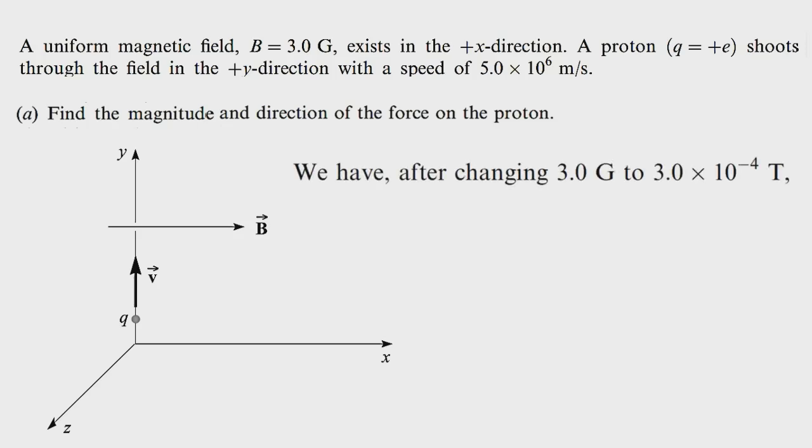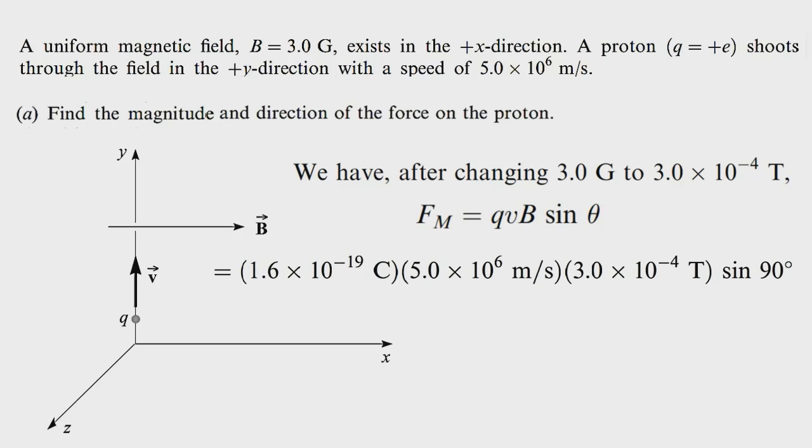Since the magnetic field is equal to 3.0 Gauss, this is also equivalent to 3.0 times 10 to the minus 4 Tesla. Using the formula, F sub m is equal to qvB sine theta.